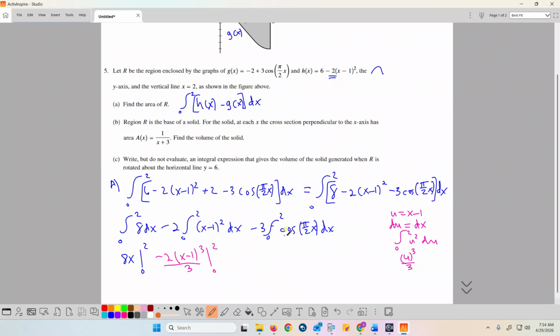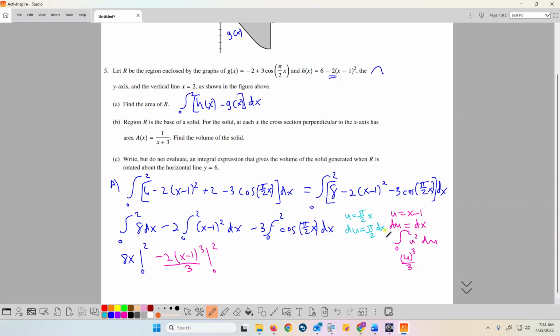And then the next term here, also u substitution, because we have cosine of pi over 2x. Alrighty, so let's see if I can squeeze that in here too. U substitution, let's make our u pi over 2x. All right, and so when we do the du, this is just going to give us pi over 2 dx.